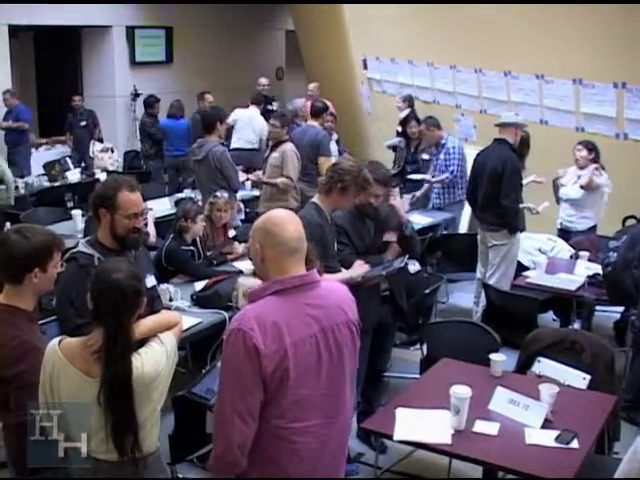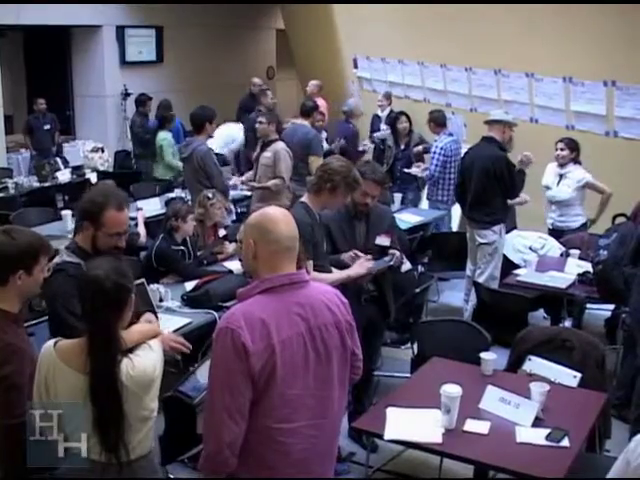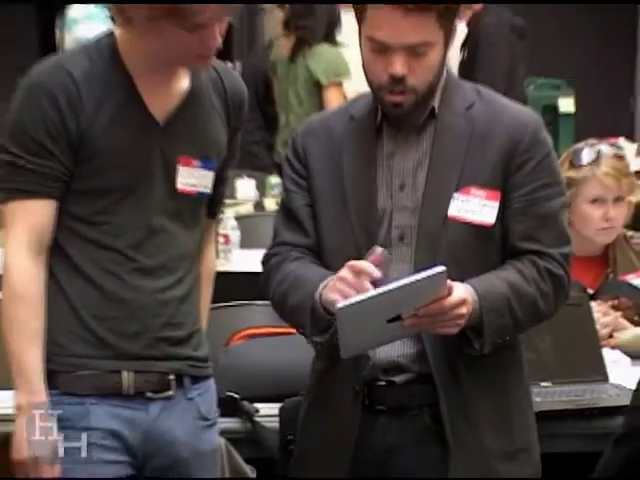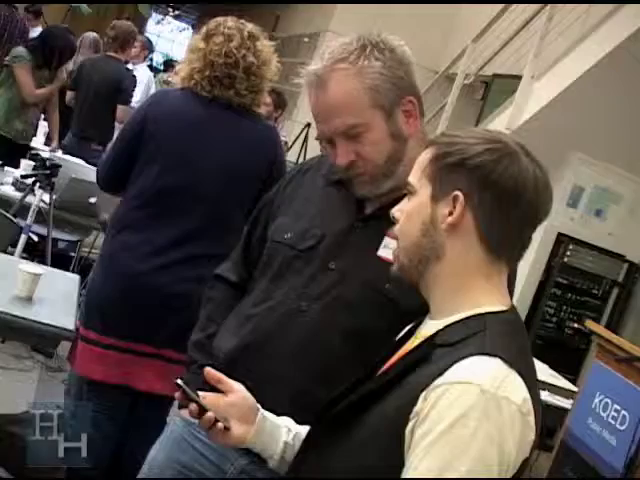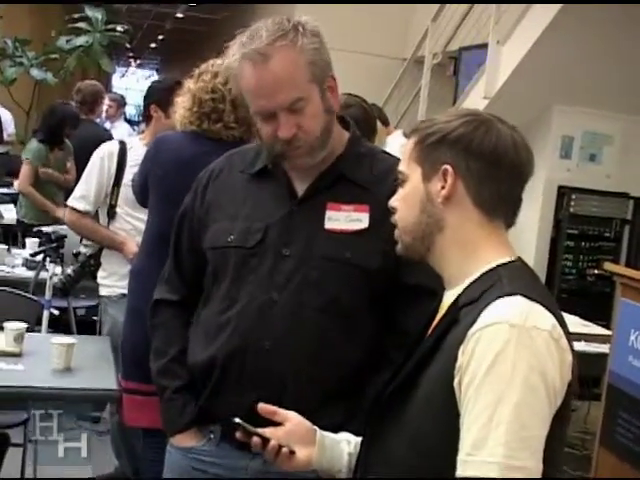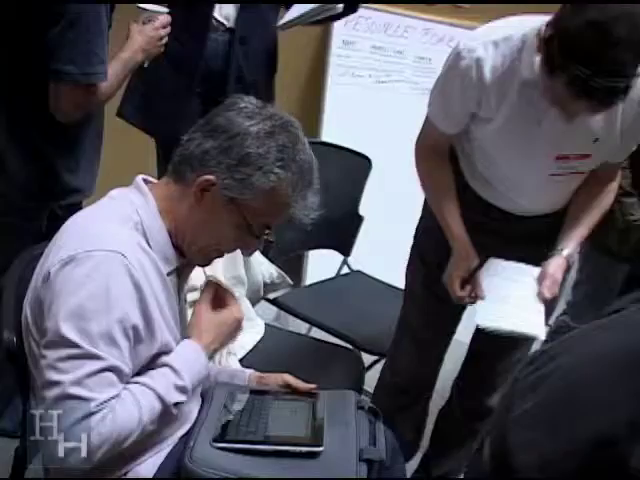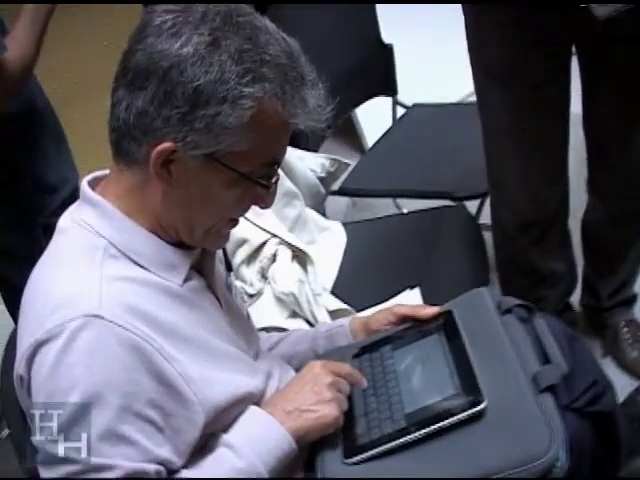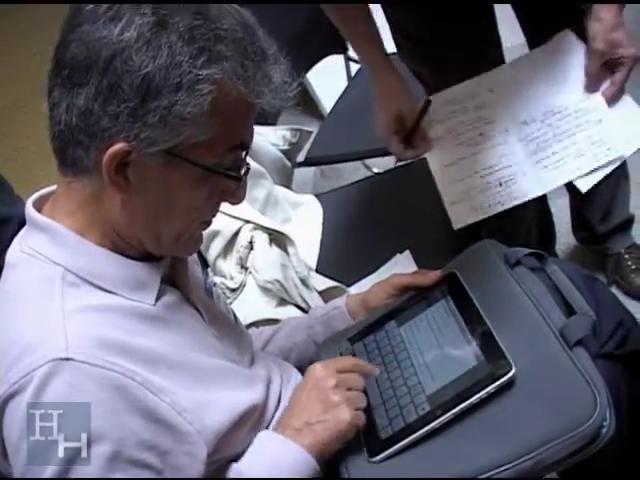Basically, there's going to be 2 awards that the judges are looking at. One is for the best journalistic utility, so this is something journalists would use in order to publish their work on a tablet or iPad. And then also the best storytelling application, so the best use of a tablet or the iPad to tell a story.